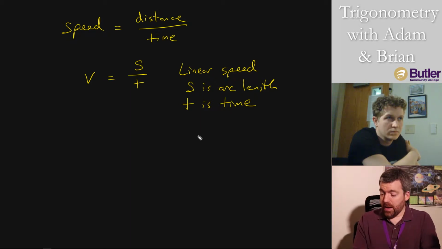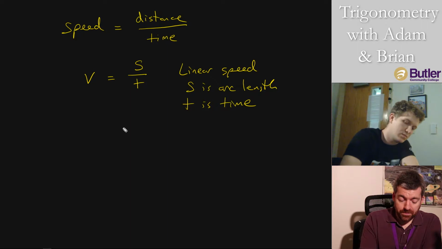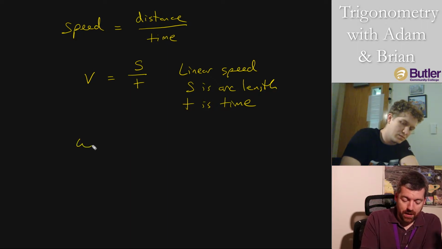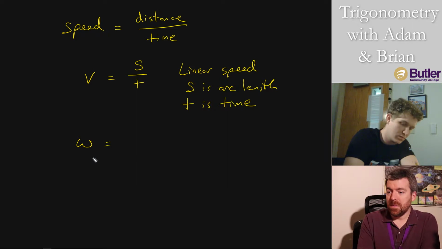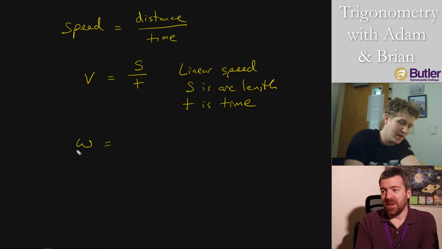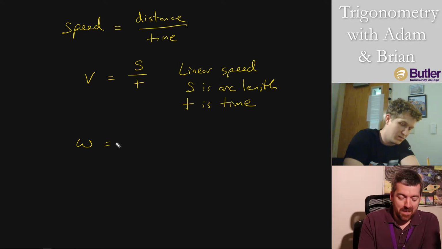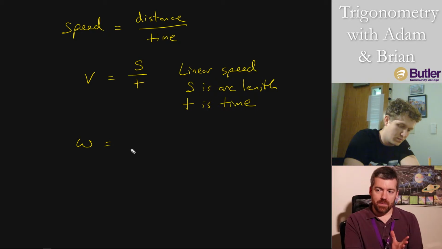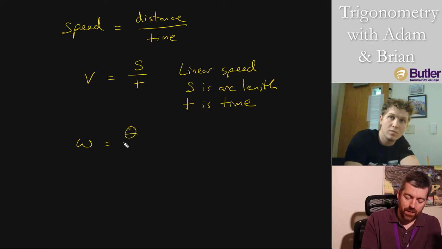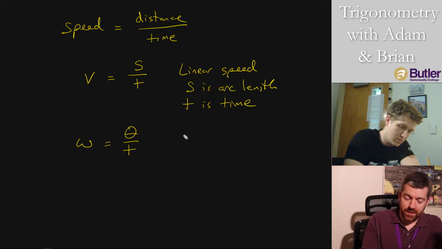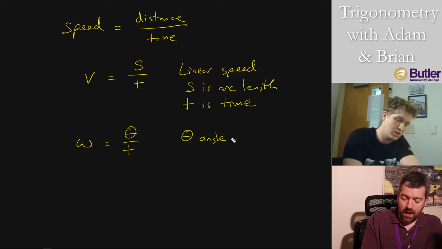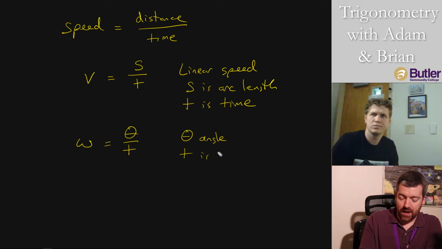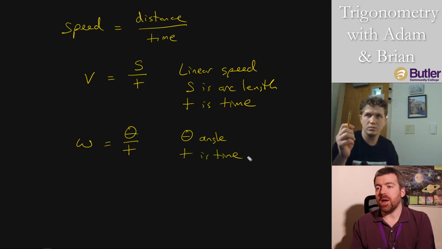We also have an idea of angular speed. Angular speed is given by this symbol, which looks like a w. It's a lowercase omega. In the same way that we take a distance divided by time, for angular speed we're talking about an angle swept out per unit time. So we'd have theta divided by t, where theta is the angle and t is the time it takes to sweep out an angle of theta.